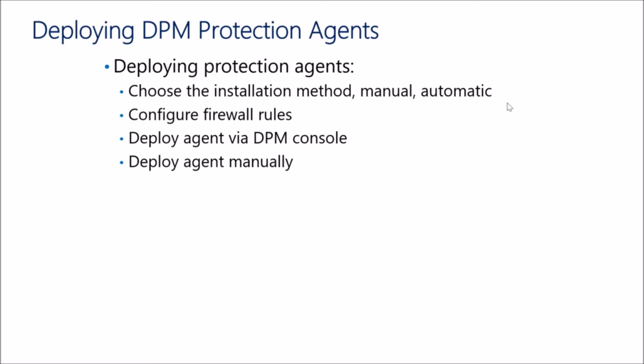We need to configure the firewall rules. Obviously, if these agents are to work and communicate back to the DPM servers, as well as send information such as the backups or disaster recovery information back to the DPM server, the firewalls must allow it. As we all know, we can deploy the agent via the DPM console, or we can deploy the agent manually.